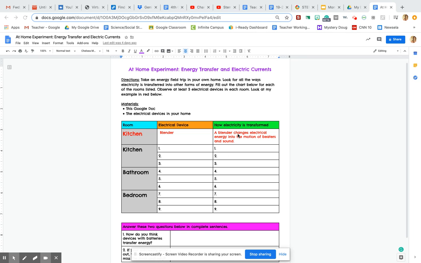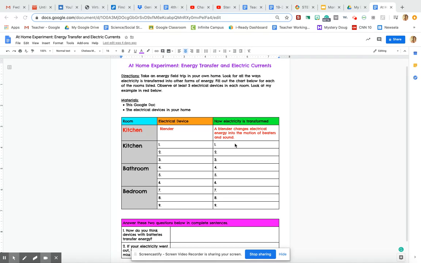I took a look at my blender and I saw how it changed electrical energy into the motion of the beaters and sound. Once I turned that blender on, the blades started moving, which is the energy into motion. And then the beaters even started to make a sound.